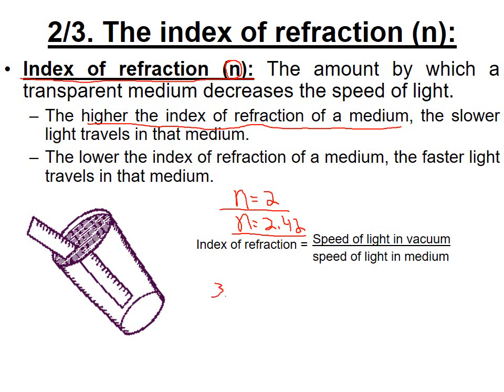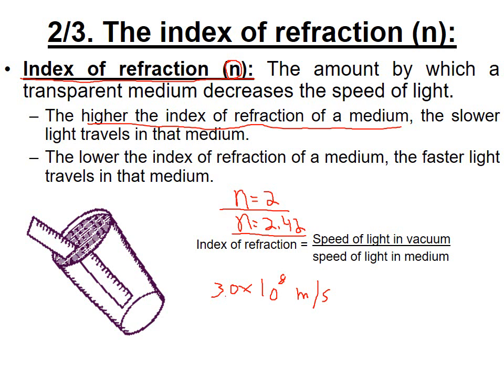That magic number you need to remember, this 3.0 times 10 to the power of 8 meters per second, or 300 million meters per second, is the speed of light in space, where there are very few particles that will slow down light. So that's the fastest it can travel. As soon as it gets into other media, it slows down.